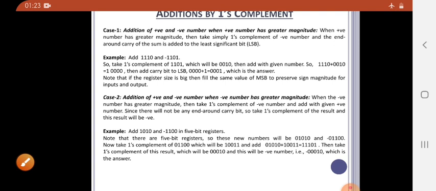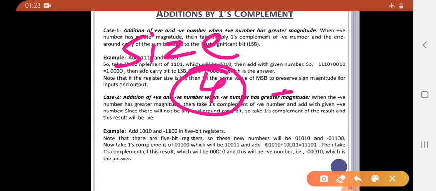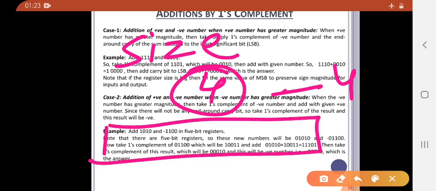Note that if the register size is big, then fill the same value of MSB to preserve sign and magnitude for input and output. So always keep in mind, if the size of the register is more than 4 bits, here it is only 4 bits, so I have added that carry bit over here. If the size of the register is more than 4, you should write it like that only. Okay.